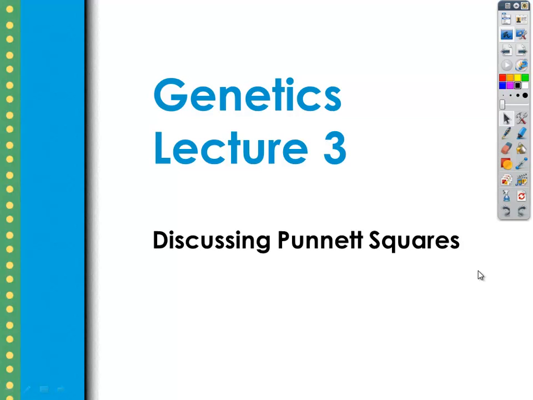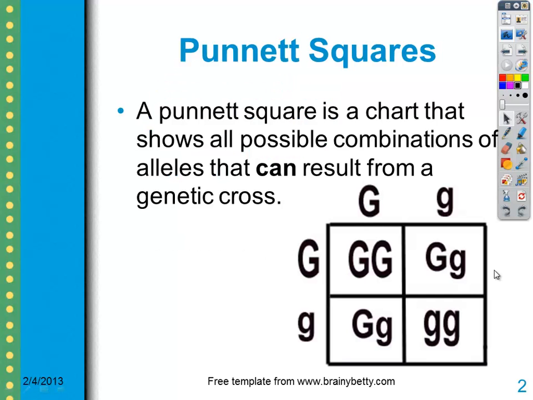Hi, this is Genetics Lecture 3 discussing Punnett squares. Alright, so first of all, a Punnett square is a chart that shows all possible combinations of alleles that can result from a genetic cross. So down here in the corner with all the G's, you see what a Punnett square looks like. This is a completed Punnett square.